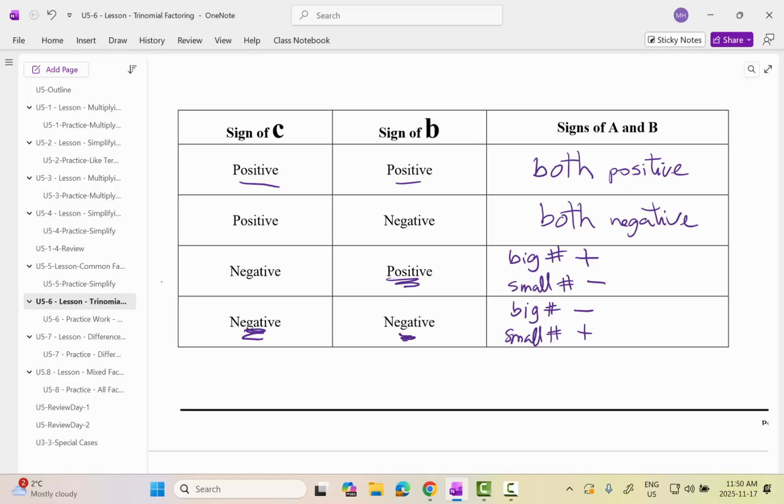Now, you don't have to memorize the chart, right? But try to make sense of the chart. Do you understand what I mean by that? Try to make sense of why they're both positive or why they have to be both negative. Don't just try to memorize this. Try to make sense of it.